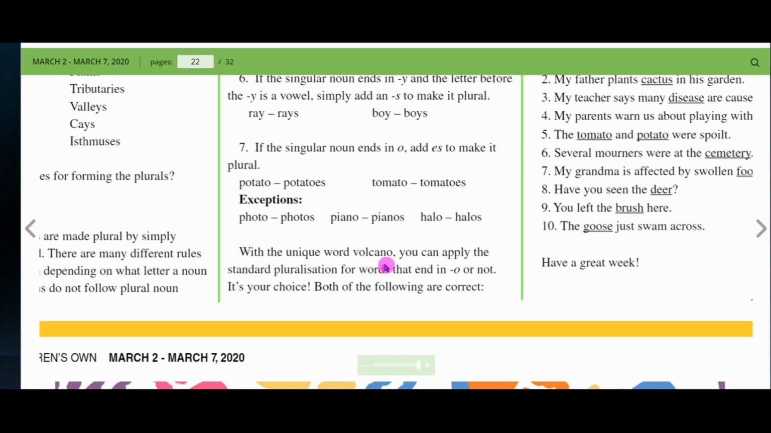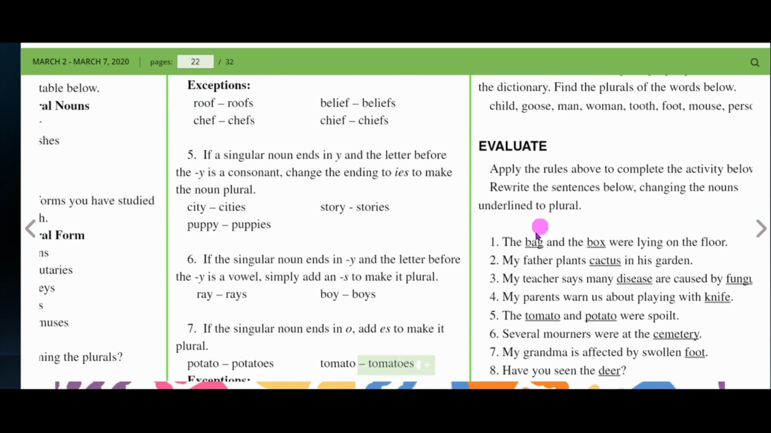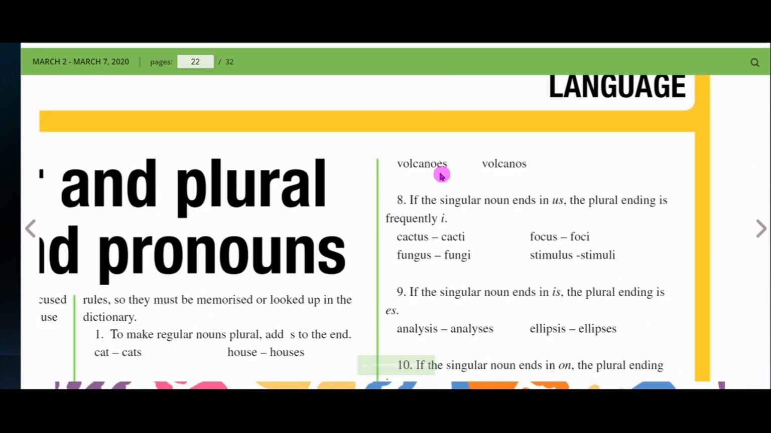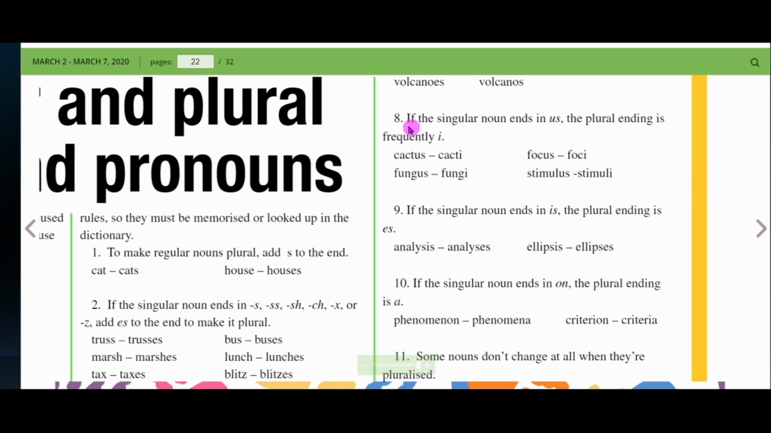With the unique word volcano, you can apply the standard pluralization for words that end in O or not. It's your choice. Both of the following are correct: volcanoes with the ES or volcanos with the S. Rule number 8. If the singular noun ends in US, the plural ending is frequently I. For example, cactus becomes cacti, fungus becomes fungi, focus becomes foci, stimulus becomes stimuli.